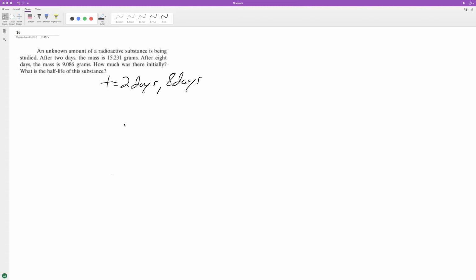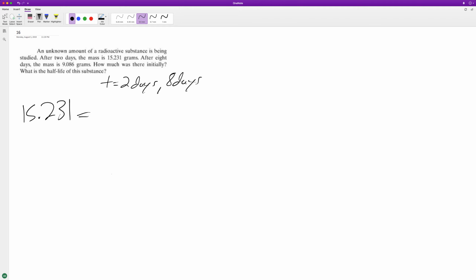The amount of a radioactive substance is being studied. After 2 days, the mass is 15.231 grams, and after 8 days, the mass is 9.086 grams. It's a little bit tougher because we don't have an initial amount, but we have two equations and two unknowns. We don't know our k constant, and we do not know what our initial amount is, and that's what we want to figure out.